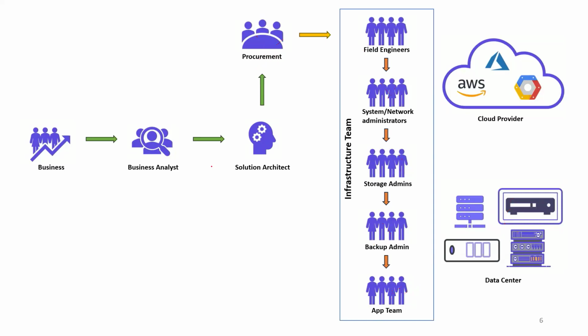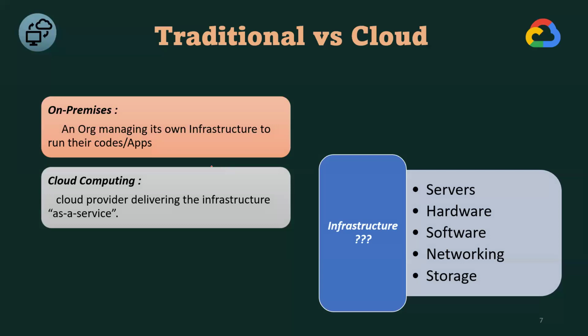Okay, in a single shot, I have to say what the difference is between the traditional working model and cloud computing. In an on-premises or traditional working model, an organization manages its own infrastructure to run its own applications. If an organization manages its own infrastructure to run its code or applications, that is a traditional working model.